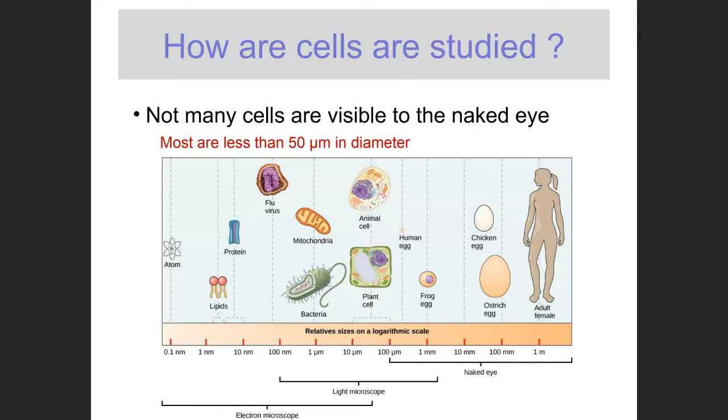Not many cells can be seen by our naked eyes. There are some bacteria, there are some viruses, like the viruses around us, that we cannot see with our naked eyes. Our naked eyes can see from 100 micrometers and up, but anything under 100 micrometers, we have to use a special microscope to see.